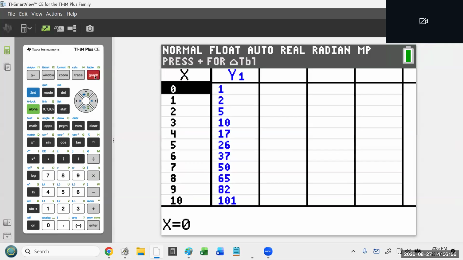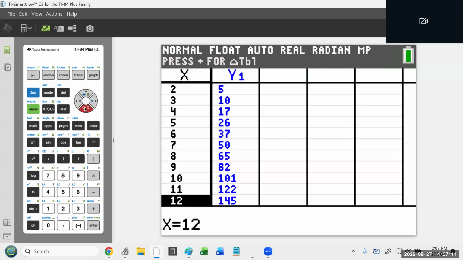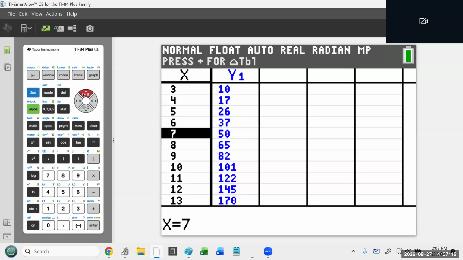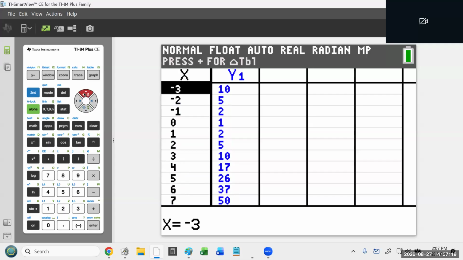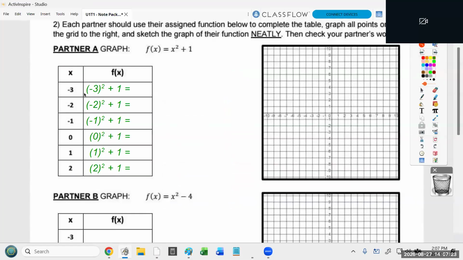So notice on your calculator screen, it doesn't show me any of the negatives. It only shows the positives, 0, 1, 2, 3, 4, 5, 6, 7, 8, 9. Well, it's really easy to get to them. Just go up. Okay? If you want to get to more positives, down. There's 11, go down. There's 12, go down. 13. If you want the negatives, then just go up. There's 2, there's 1, there's 0, -1, -2, -3. And that's where our table starts. Our table starts at -3.